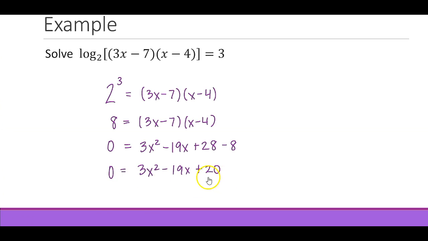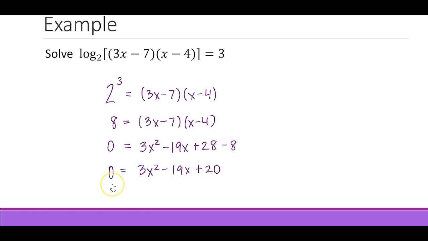So now I have a quadratic equation set equal to 0, so I should try to factor, and if it doesn't factor, then I can use the quadratic formula. So let's try to think about whether or not this factors. So we can go ahead and think about, are there two numbers that multiply together to give me 60, 3 times 20, and that add together to give me negative 19? And the answer is yes. To get 60, I can multiply negative 15 times negative 4, and that will add together to be negative 19. So we know that this does factor.